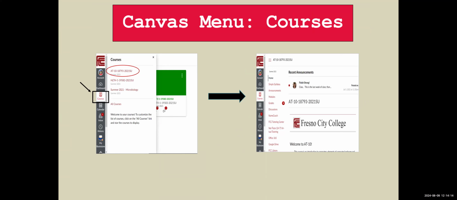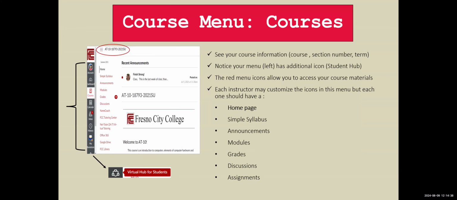Okay, so I said we were going to talk more about the course page. Remember, to get there, we're using the global navigation menu to select the courses. This will show us what we are registered and waitlisted for. For example, we chose our AT10 course. When you're in a class, you'll see the name of the course on the top, along with the section number and the term. And it is circled right there for us.